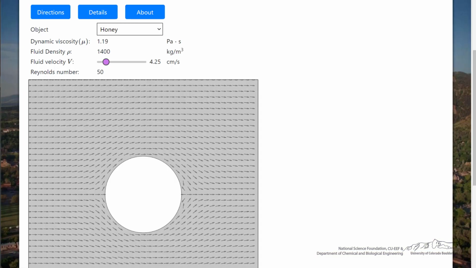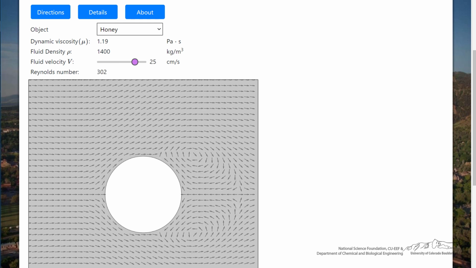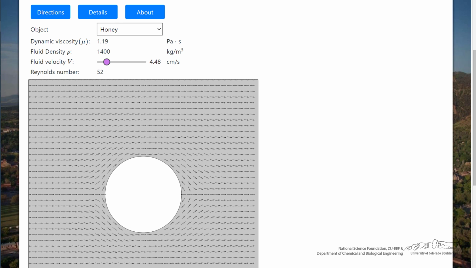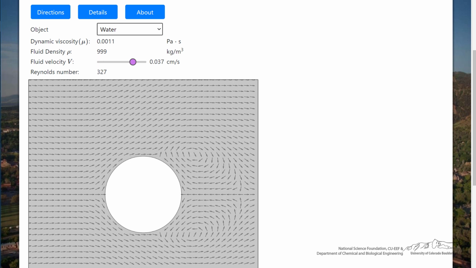So here's the simulation, and this is for honey, fairly viscous at low Reynolds number, and then as we increase the Reynolds number, you start to see these vortices form, and they get bigger at the higher Reynolds number. If we switch to water, even at the relatively low Reynolds number, we're seeing this behavior, and then it increases at high Reynolds number. And of course, this affects what the drag is on the sphere in the flow.